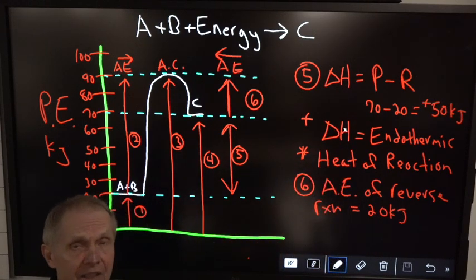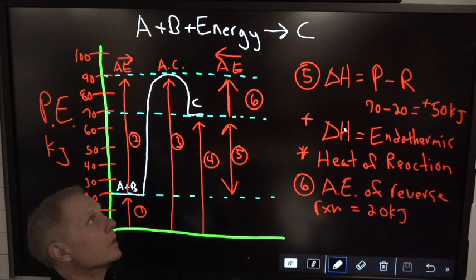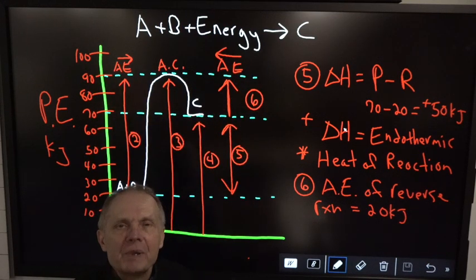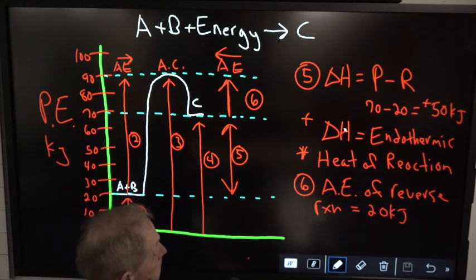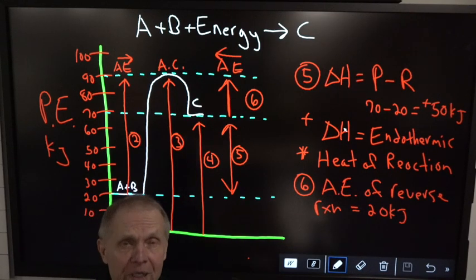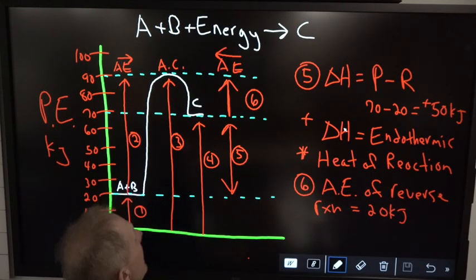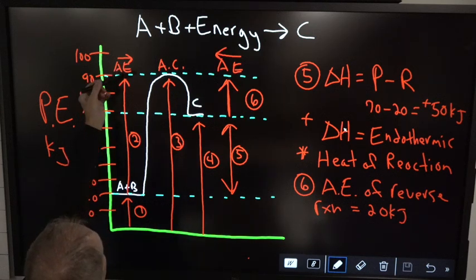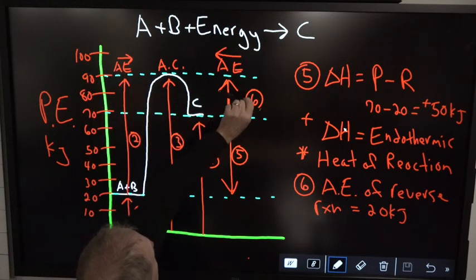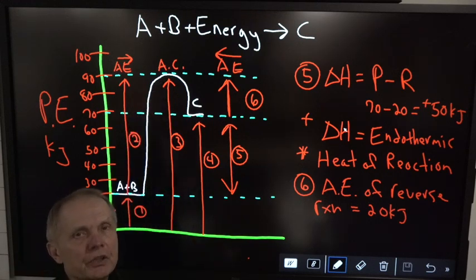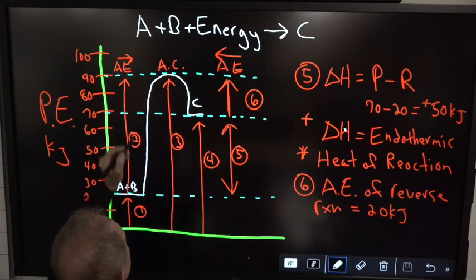Now, a catalyst speeds up both forward and reverse reaction rates without itself being used in the process. So how does it speed it up? It knocks down any line segment that goes to the top. So what line segments go to the top? Activation energy of the forward, activation energy of the reverse, and the activated complex. So here's what a catalyst would do.